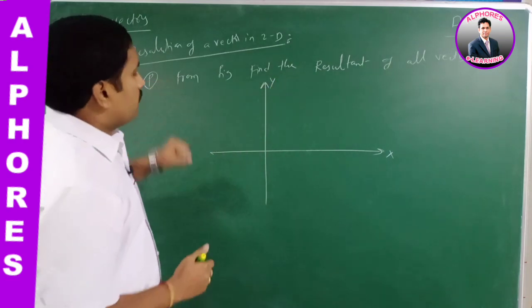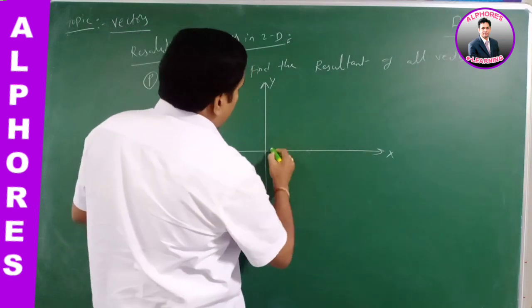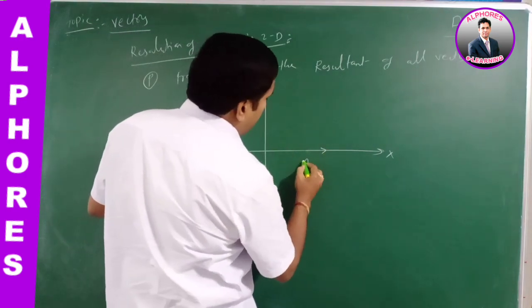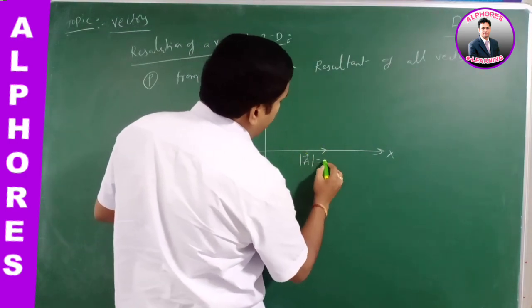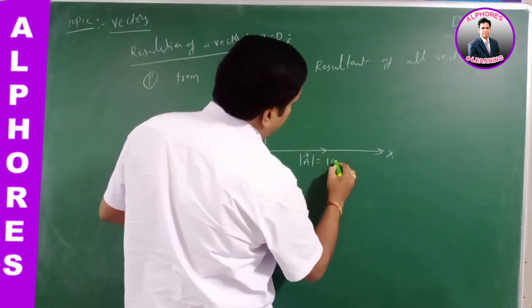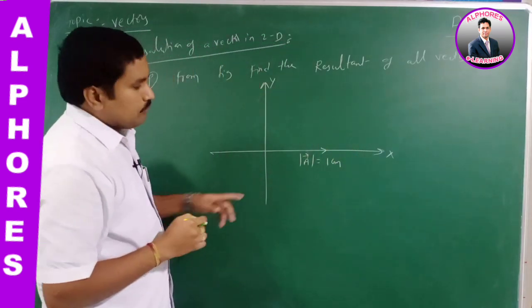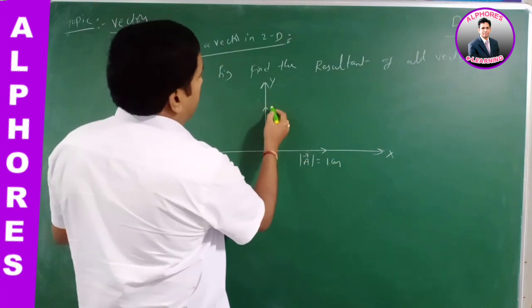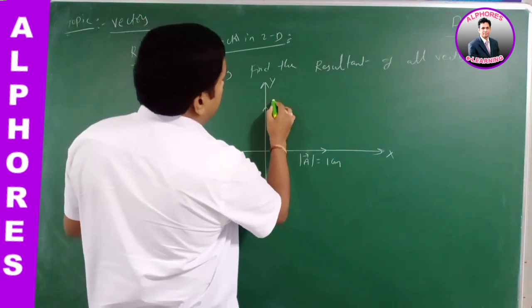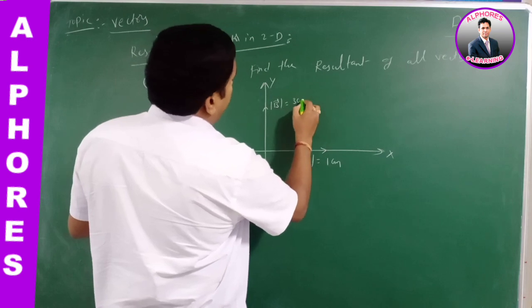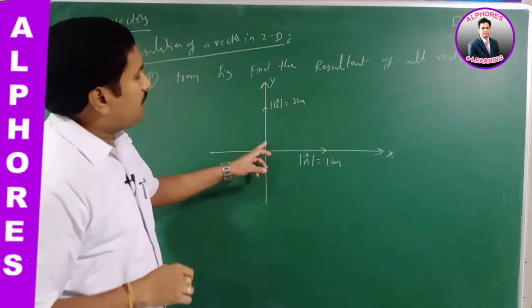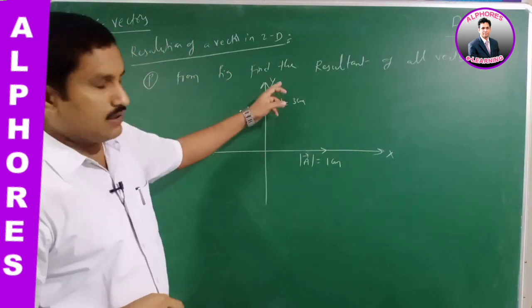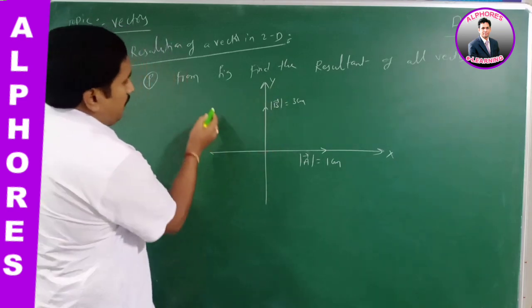Okay, now here I am taking this as the first vector. The magnitude of A bar, let us say, is 1 centimeter, a vector lying along the positive x axis. And the second vector, the magnitude of B bar, I am taking 3 centimeters, along the positive y direction. And the third vector I am taking in this way.